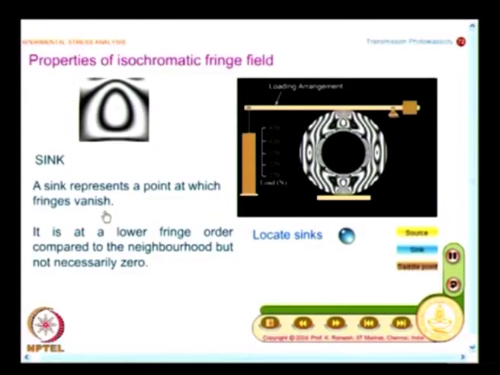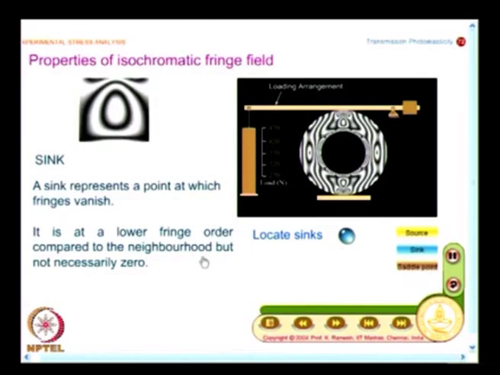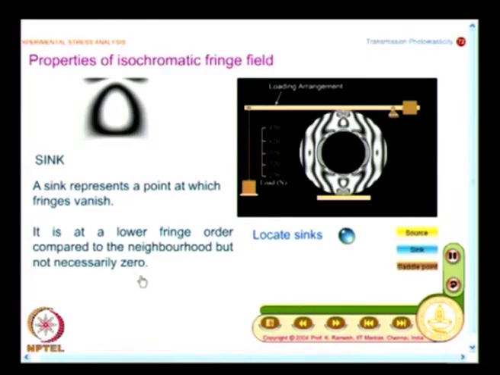So, if you want to reconfirm this, gradually increase the load and decrease the load and find out whether it is a sink or source or a zeroth fringe order. You will have to find that out very carefully. And what you will have to keep in mind is, a sink only says it is at a lower fringe order compared to the neighborhood, but not necessarily zero. If the load is such, you may have a zeroth fringe order. There is no bar that a sink should not be a zeroth fringe order. It depends on the particular load that is applied. It is at a lower fringe order.